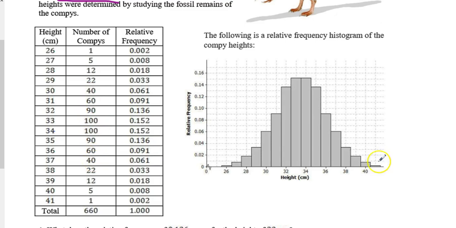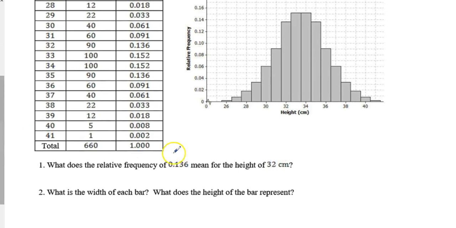Okay, so we have a sense based on the distribution, and certainly it looks symmetric, right? It almost looks like it fits this normal curve, which is why we used this example. It's mound shaped, bell shaped even. Okay, so let's study this a little bit. What does it mean to have a relative frequency of 0.136 for a height of 32 centimeters? Well, all that means is that about 13.6% of the compies were 32 centimeters tall.